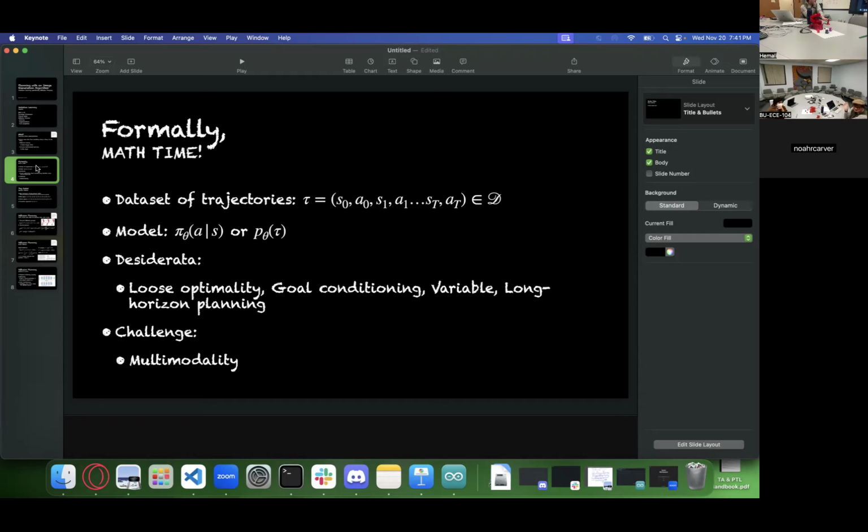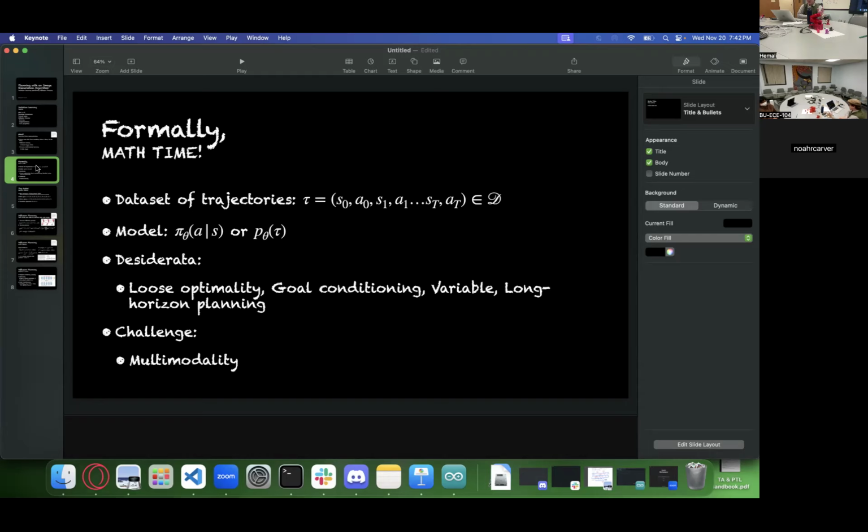From this data set, we want to make a model. That model can be the classical model of given a state, give me an action. This is commonly written as pi or a policy. Or in the case of what we're doing, it's just a straight probability of a trajectory happening. So a straight probabilistic model of a trajectory, which you can just sample directly. Things that we generally want: optimality would be nice, the ability to have multiple goals, that is to say, shuffle around the cats a bit different.